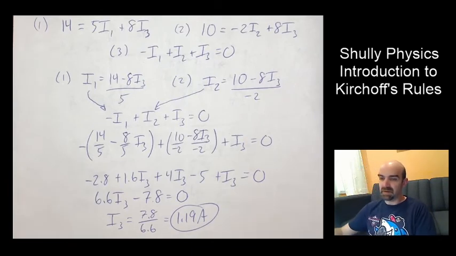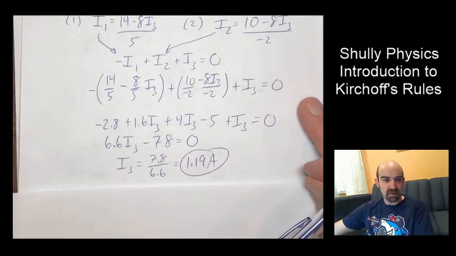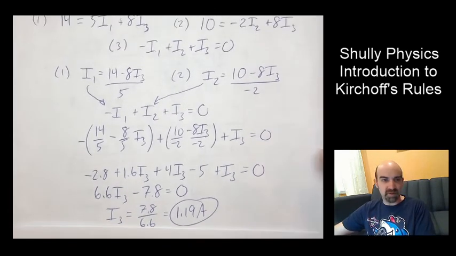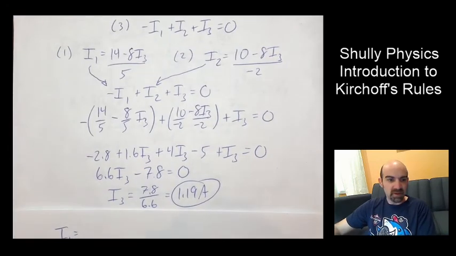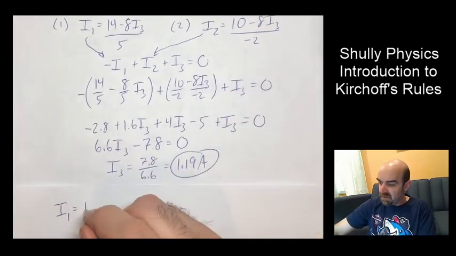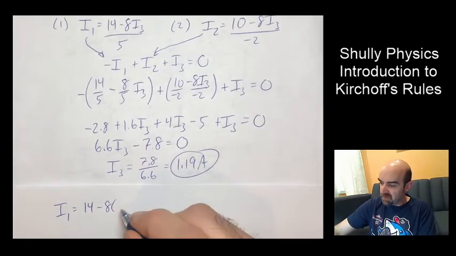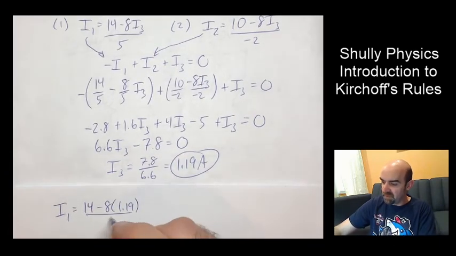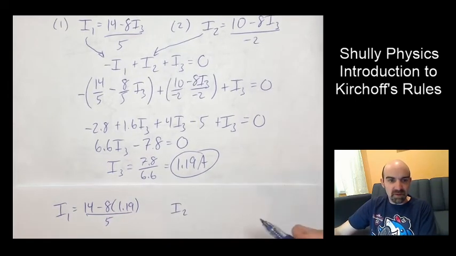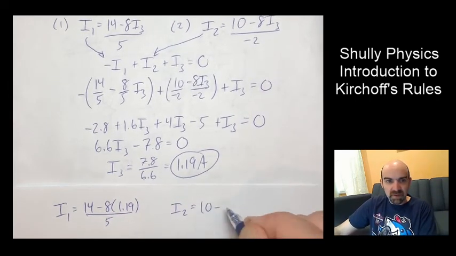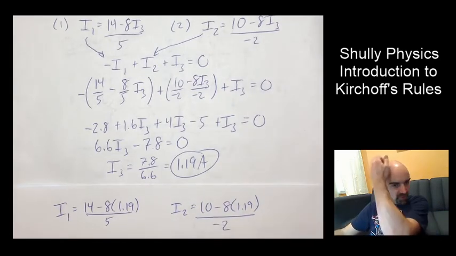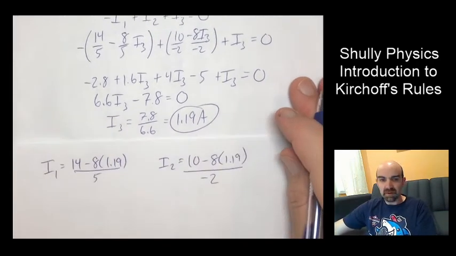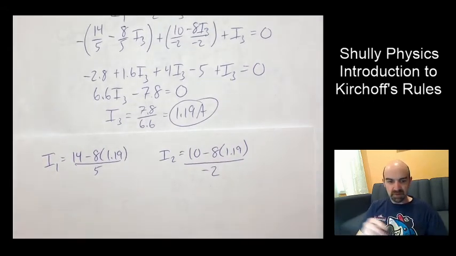Okay, you don't really need to follow along this if you're good with your algebra, but now I have equations 1 and 2 to solve for I1 and I2. I1 is 14 minus 8 I3, which I have established now. I've got a value for that, divided by 5. And current 2 is 10 minus 8 times 1.19 over negative 2. Okay. Let's solve those and get a result.